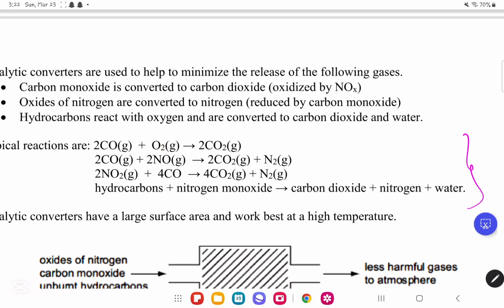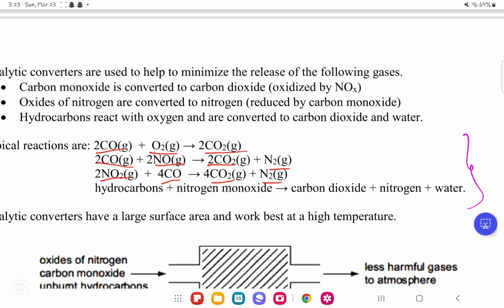four basic reactions. The first reaction is that carbon monoxide gas is added to oxygen gas to produce carbon dioxide gas. And of course, you can balance it. The second reaction is that carbon monoxide gas will be added to nitrogen monoxide, and this will form carbon dioxide in addition to N2 gas. However, if we are dealing with nitrogen dioxide, not nitrogen monoxide, we would need to add 4 CO to produce, again, carbon dioxide and nitrogen gas. And then finally, hydrocarbons plus nitrogen monoxide will produce carbon dioxide and nitrogen and water.